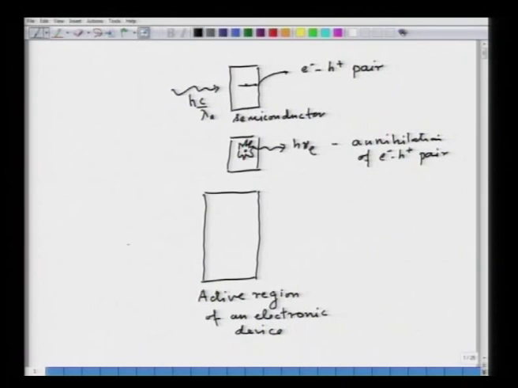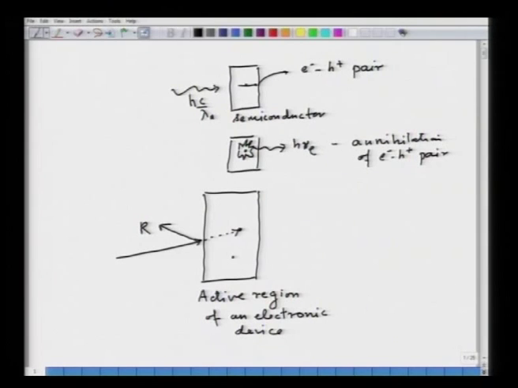And if I am shining light from outside, this light will continue to go inside, but some of it is going to also be reflected. So, we do not only need to know what is happening here, that is the absorption process, we also want to know how much is going to be reflected back.